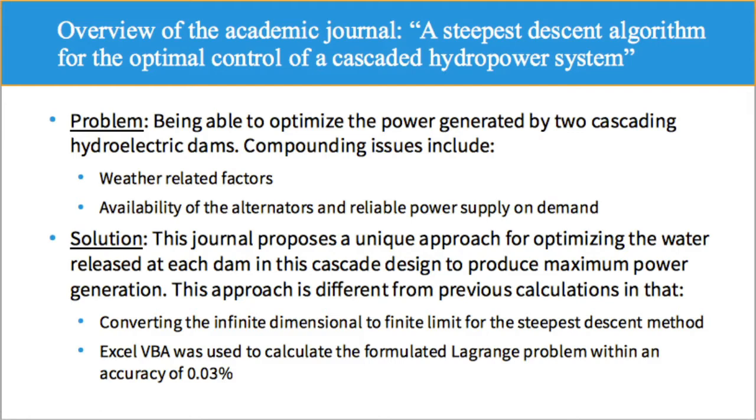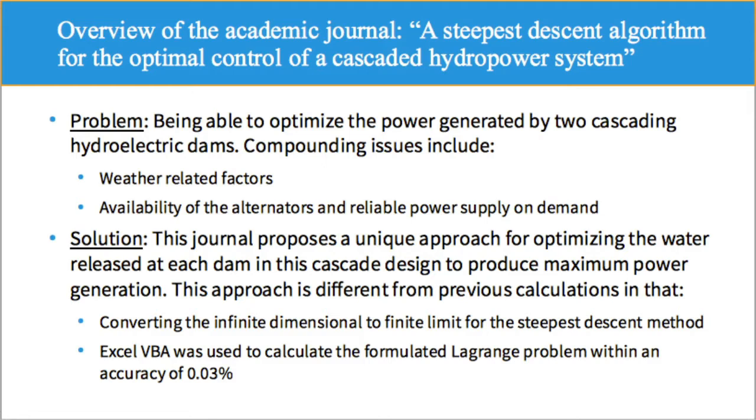So we want to make sure that we can control as much as we can, even though we have very little control of the weather, and also the availability of these power generators. Even though we'll have the water to potentially create the electricity, that won't necessarily mean we'll be able to do it, because some of the generators may be in maintenance or repair.